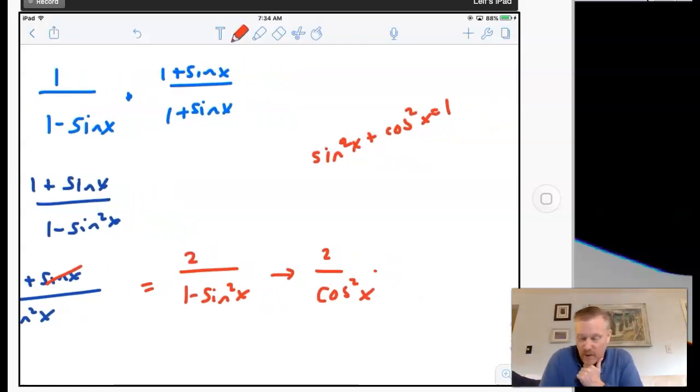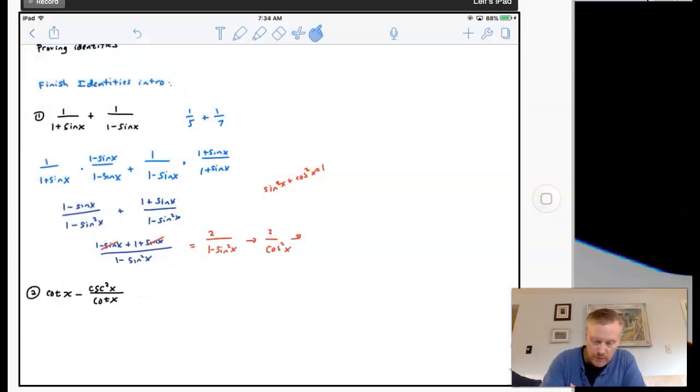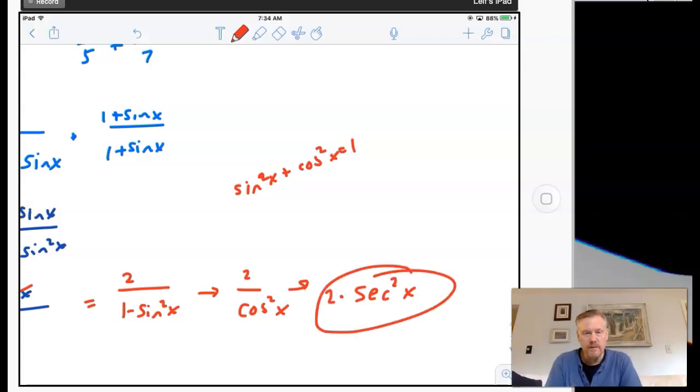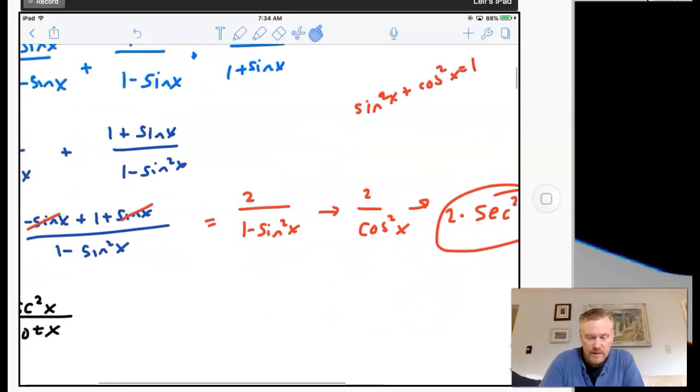So you could either say that or, 1 over cosine is secant. So this could also be secant squared of x times 2. That's probably the best answer, okay? One over cosine is secant. All right, so that's the first one.